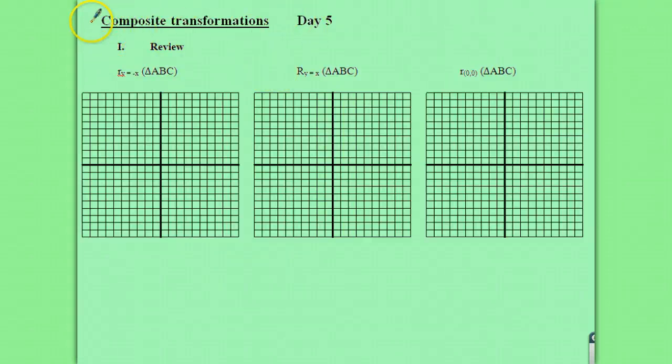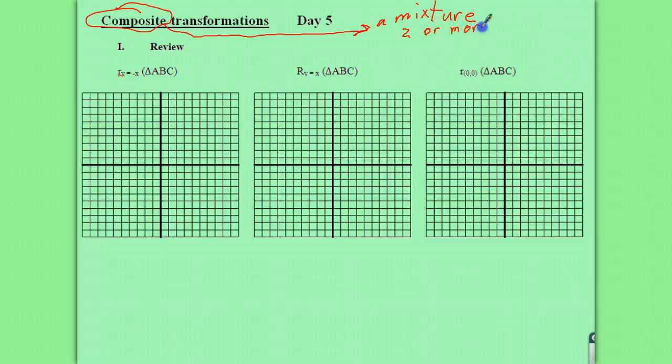Okay, day 5, composite transformations. What does this one really tell us? Composite basically is a mixture, a composite of concrete and stone, a mixture. So a mixture of transformations means we might do 2 or more transformations. So if we do 2 or more transformations, that's when we call it a composite.